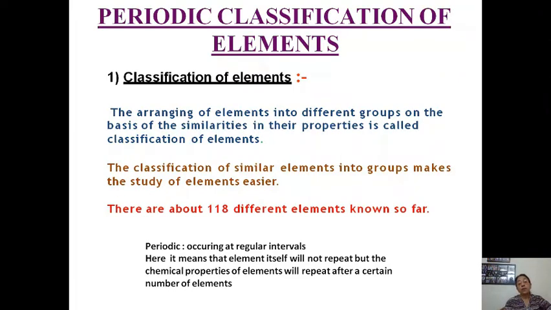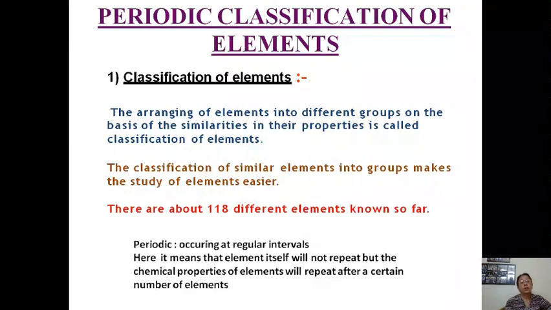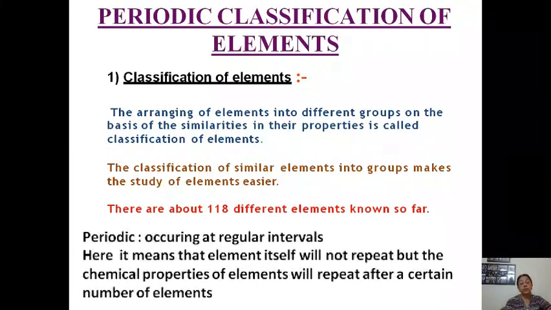See, the word periodic is added in front of the classification. Now, what is the meaning of the word periodic? Periodic means occurring at regular intervals. For example, day and night, formation of day and night, they are repeated at regular intervals. After every 12 hours you find a new day or a night. In the same way, periodic means occurring at regular intervals.